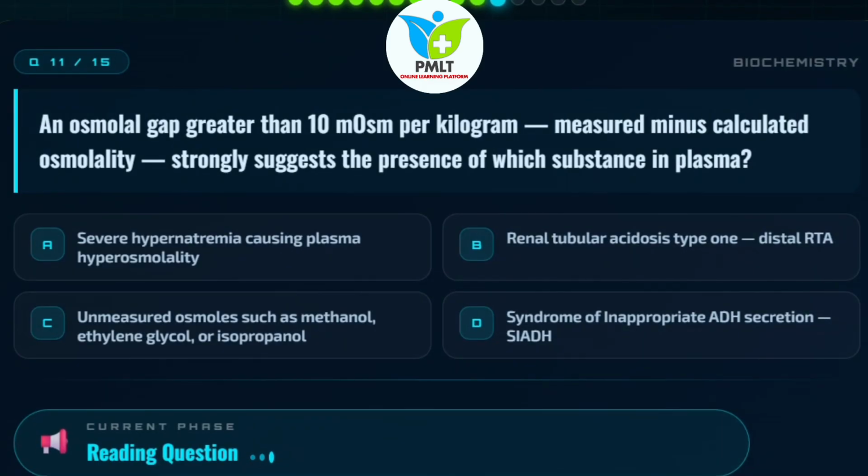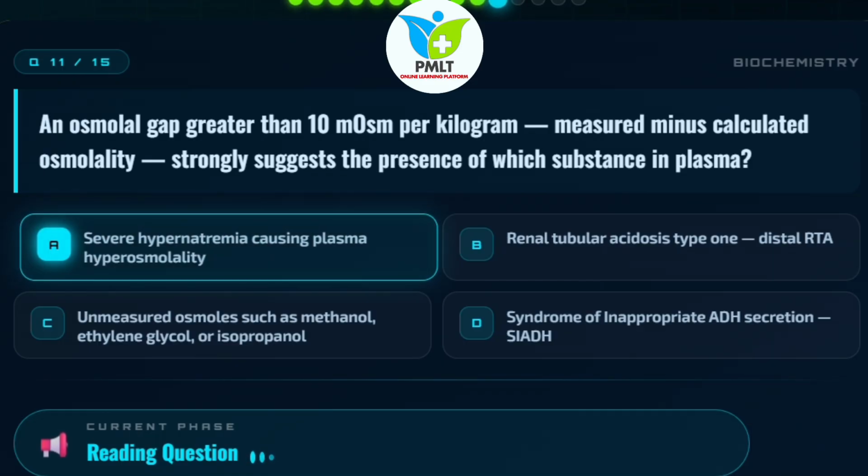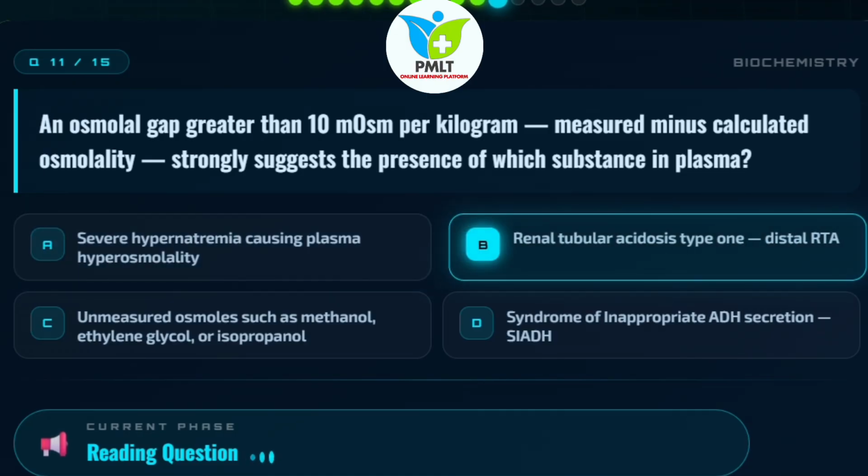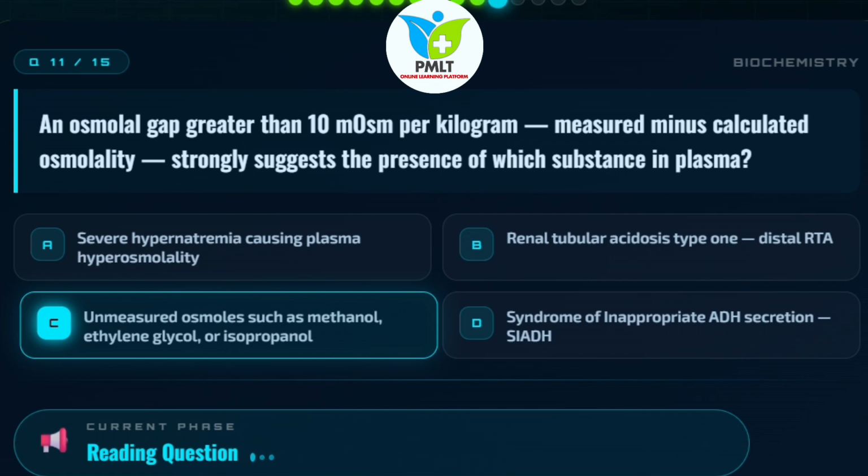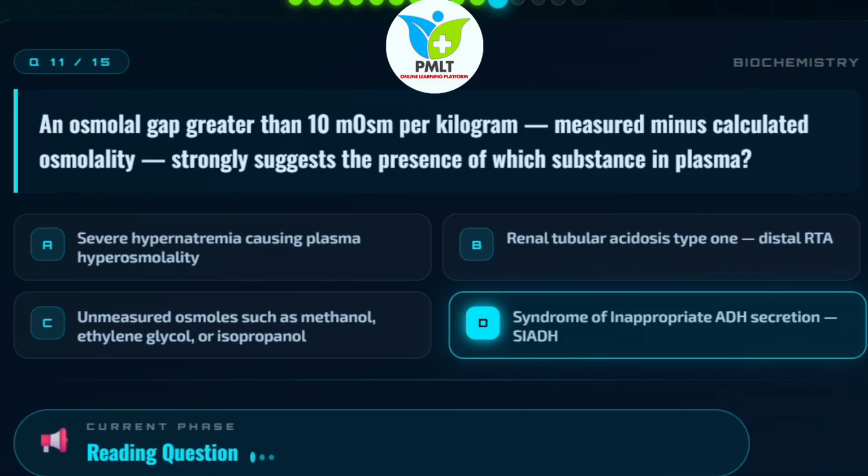An osmolar gap greater than 10 mOsm per kilogram, measured minus calculated osmolality, strongly suggests the presence of which substance in plasma? A. Severe hypernatremia causing plasma hyperosmolality. B. Renal tubular acidosis type 1, distal RTA. C. Unmeasured osmoles such as methanol, ethylene glycol, or isopropanol. D. Syndrome of inappropriate ADH secretion, SIADH.